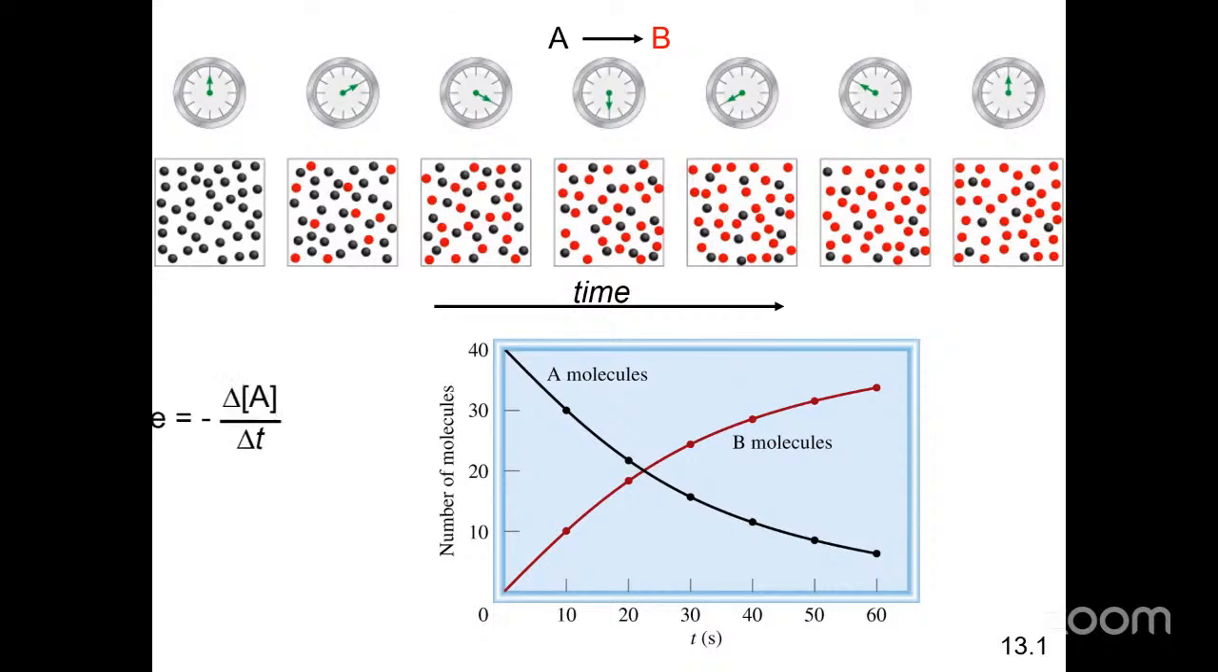Okay, so again, the rate can be calculated as being equal to minus the change in concentration of A divided by time. And the rate, as far as B is concerned, can be expressed as the change in concentration of B over change in time.